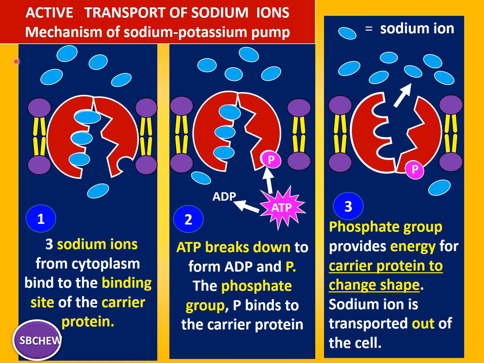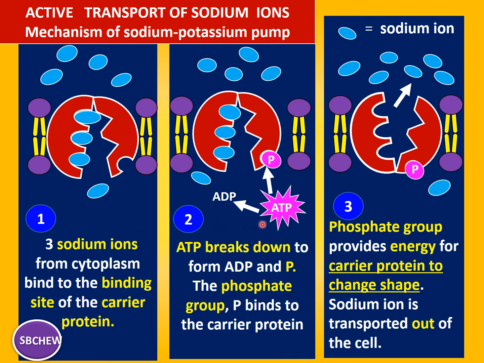Let's discuss the mechanism of the sodium potassium pump, which is a carrier protein that carries out active transport. So these explanations here are also for the active transport of sodium ions. In the first stage, 3 sodium ions bind to the binding site of the carrier protein, which has 3 binding sites for 3 sodium ions to bind to it.